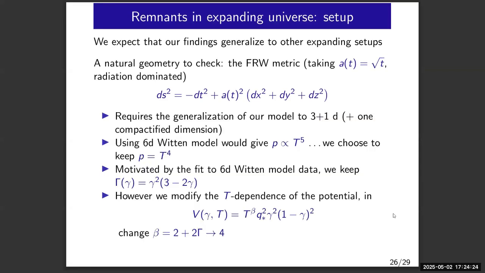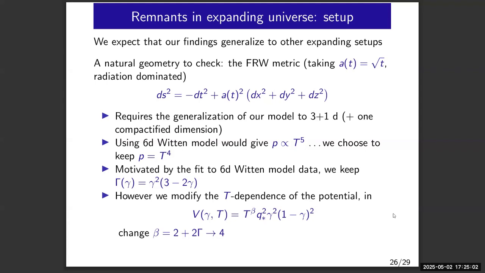Okay, but now in order to do this properly, we need to generalize our model to this 3 plus 1 dimensional plus 1 compactified, 5 dimensional case. So we need to add one more dimension in this setup. So this means that we should really be using the 6-dimensional Witten model. But this would mean that the pressure would be T to the 5 instead of T to the 4. And well, this is not phenomenologically reasonable. So we choose to keep anyway this P equals T to the 4.